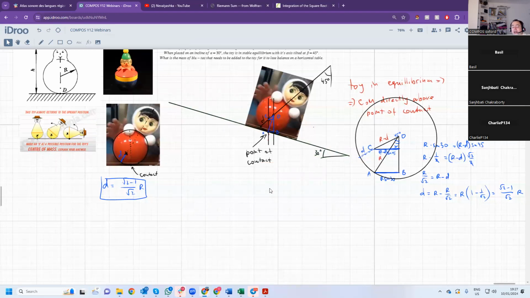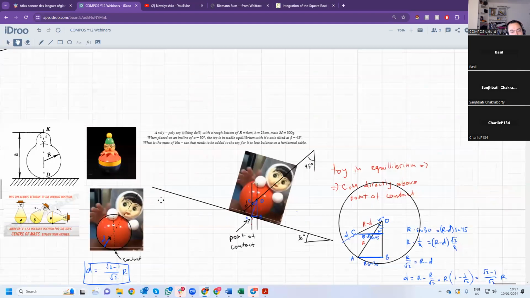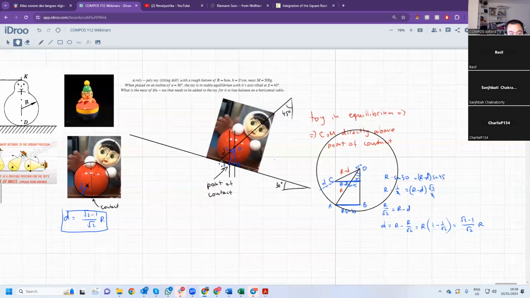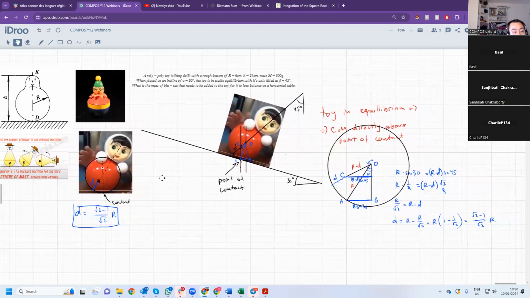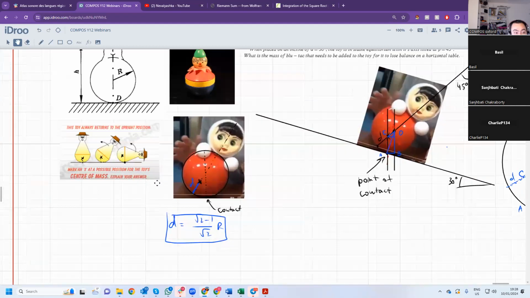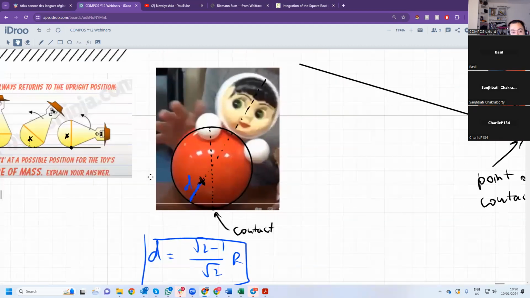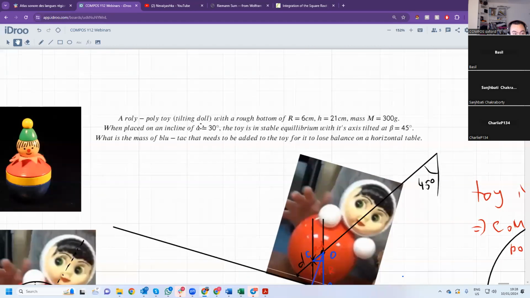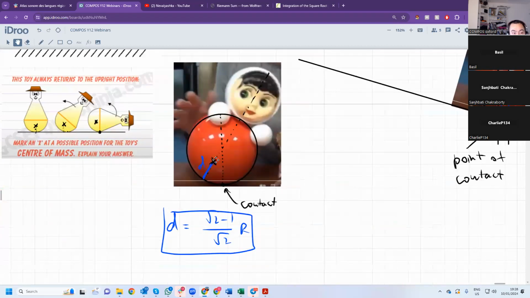I mean, okay, look. It's okay if you don't fully understand how I did it. Do try to go through it by yourself and realize it. The point I'm trying to make is that I found the center of mass of the toy. By looking at these data, I have found the position of the center of mass of the toy.